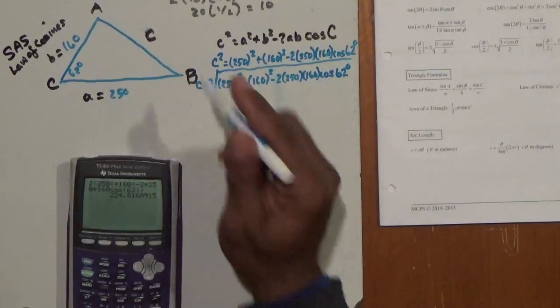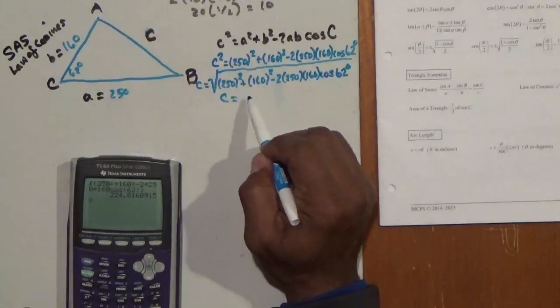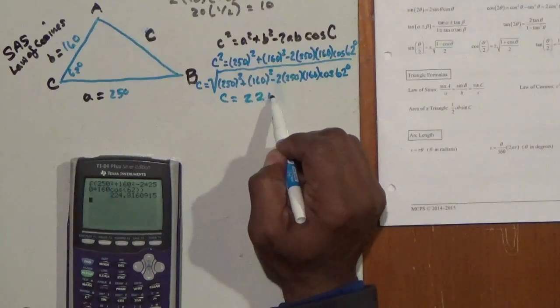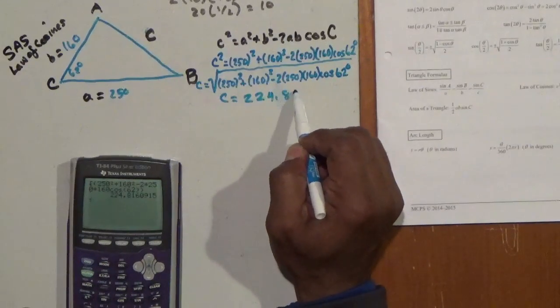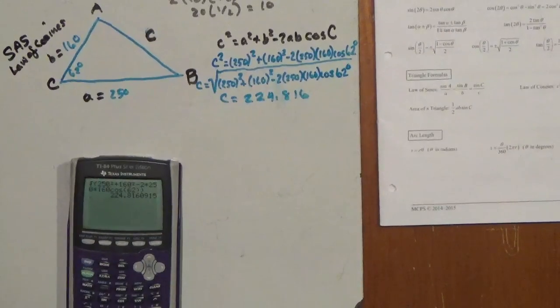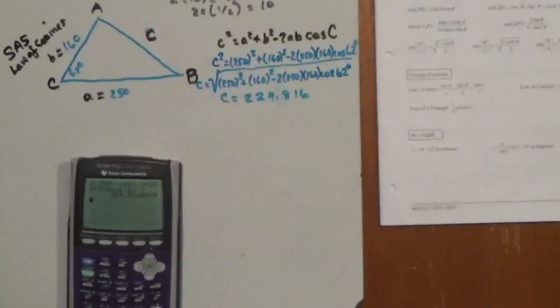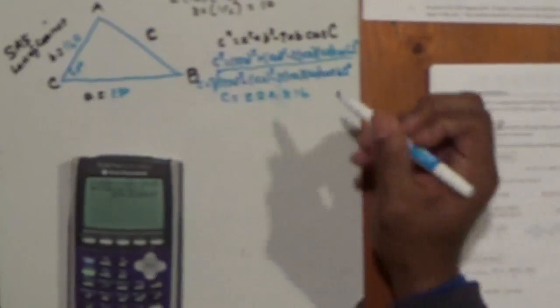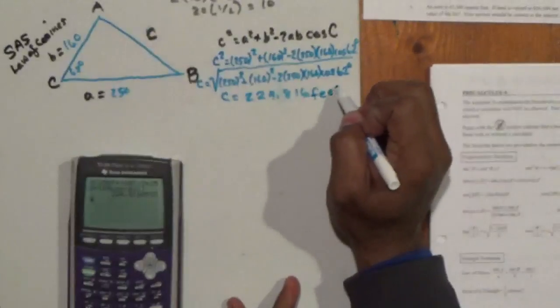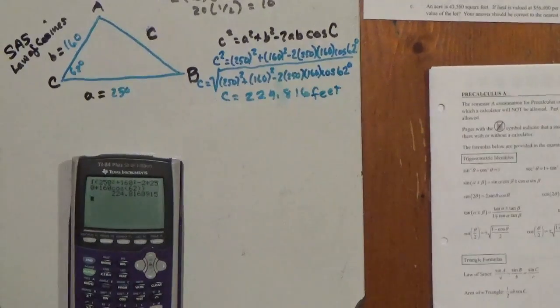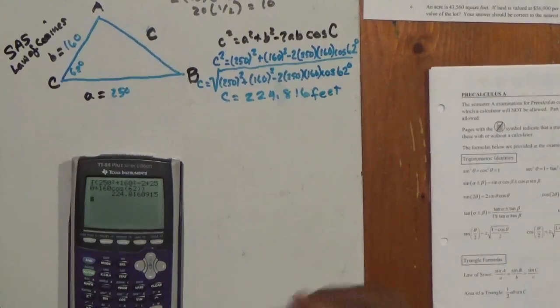It tells us that this side, or C, is equal to 224.816, and for this particular problem, that is feet. So punching that in got us that answer. Next question is find the area of the lot.